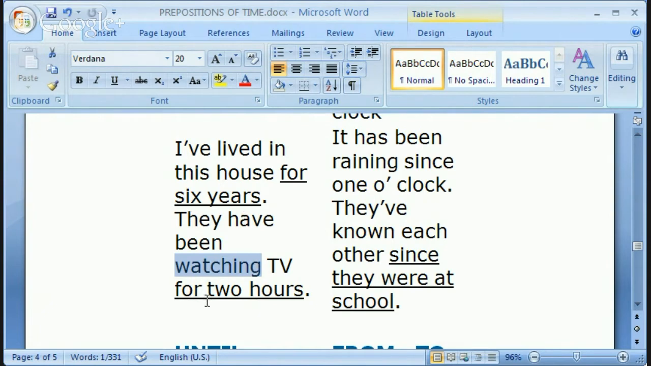All right, so the meaning here: they've been watching TV for 2 hours, from 2 hours ago up until right now as I speak.